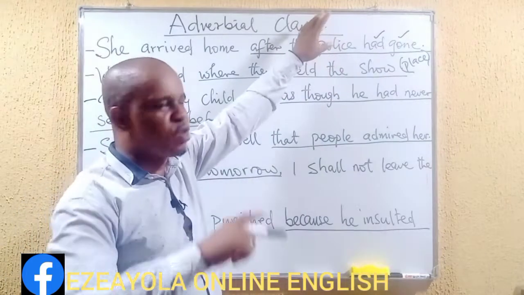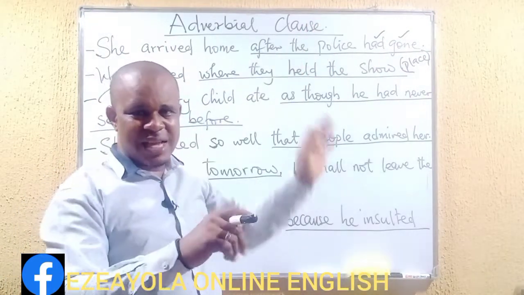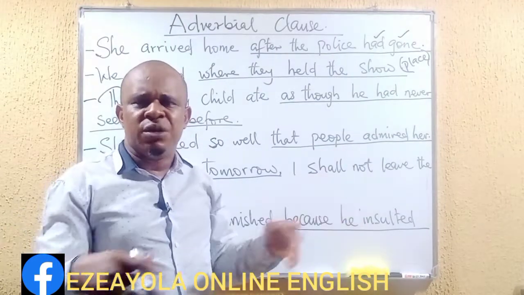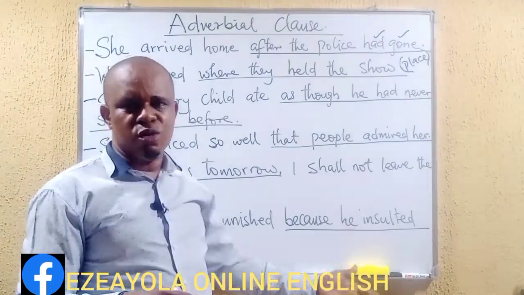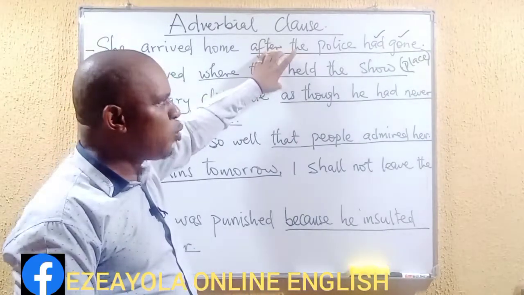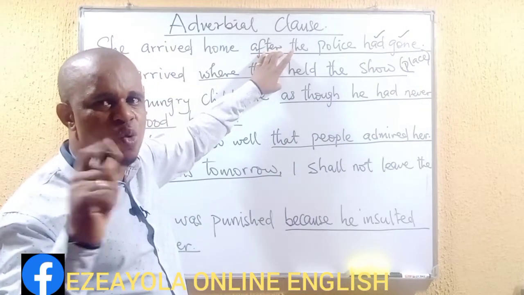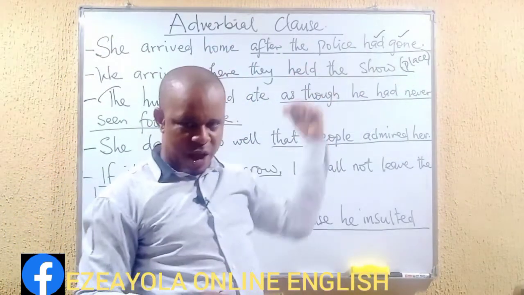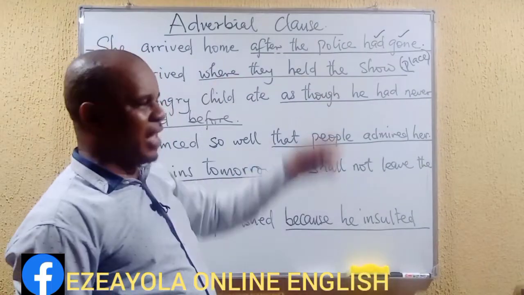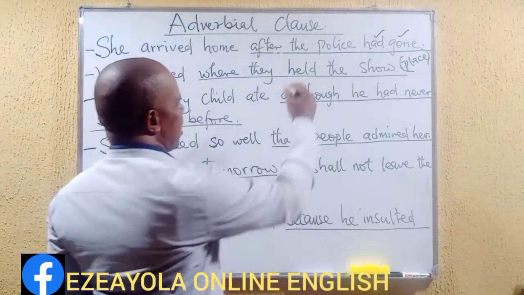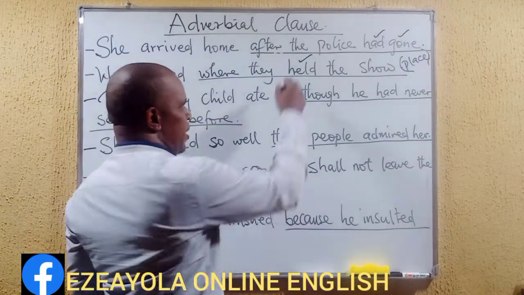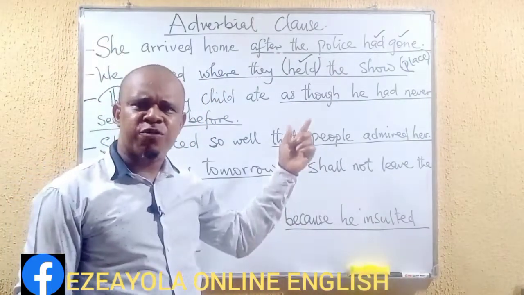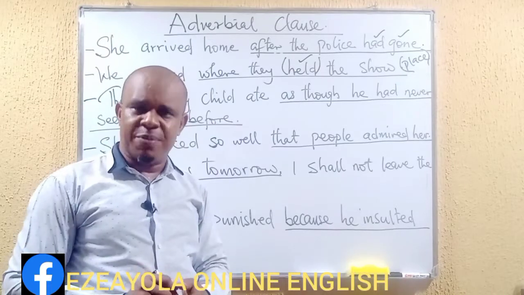Adverbs answer the question when, they answer the question where, they answer the question how often, and so on. We are going to talk about all of them. But the second one, like I said, answers the question where. And the answer is telling us about the place we arrived. Where was that? Where they held the show. And look at it again. We have the verb here, held. Remember, clauses must have a verb. Apart from adverbial clauses, we have adverbial phrases.